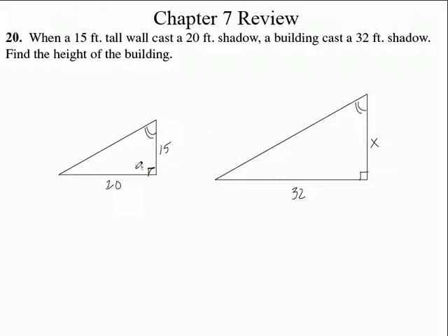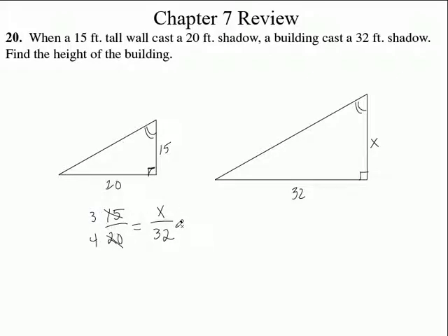We could do this all kinds of different ways. Let's just do it like this. Let's compare 15 to 20. We'll compare one side to the other on this triangle, and then do the same 2 corresponding sides on the other triangle. Let's go x to 32. And then you can simplify this. You can multiply these out, but watch. 5 goes into both of these 3 times and 4 times.